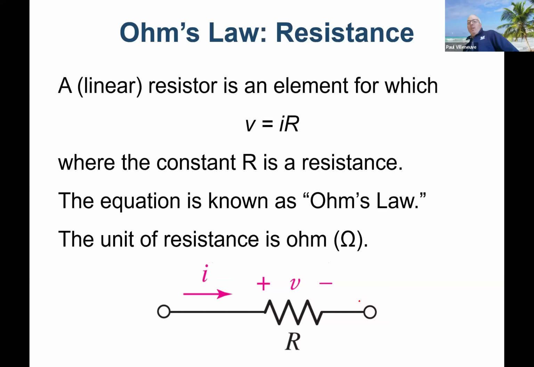The unit of resistance is an ohm. Can you tell me what the base unit of a resistor is? V divided by I. What are the base units for volts? Joules per Coulomb. What's the units of current? Coulombs per second. Fractions within fractions. All we need to do is invert and multiply.